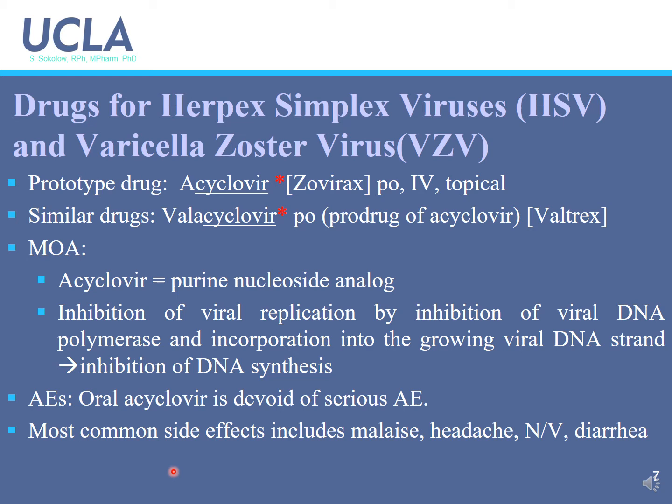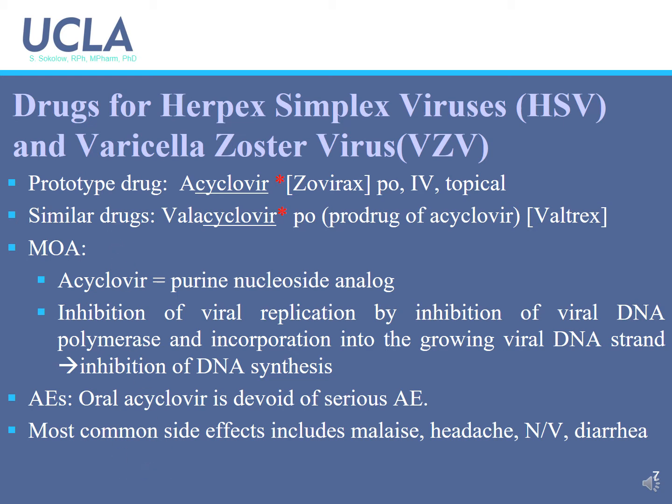preparation. Now there is a similar drug, valacyclovir, which is only available PO, and this is a prodrug of acyclovir, and this is Valtrex. So what is the mechanism of action of those two agents?